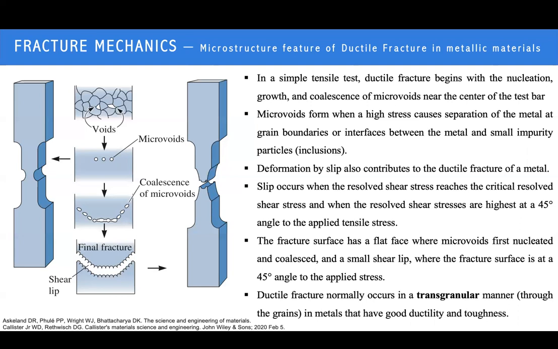When you apply the loads in the tensile test, growth and coalescence is going to occur. These microvoids are formed because the stress causes the separation of the metal at the grain boundary and also at the interface between the metal and small impurity particles, just like inclusions.